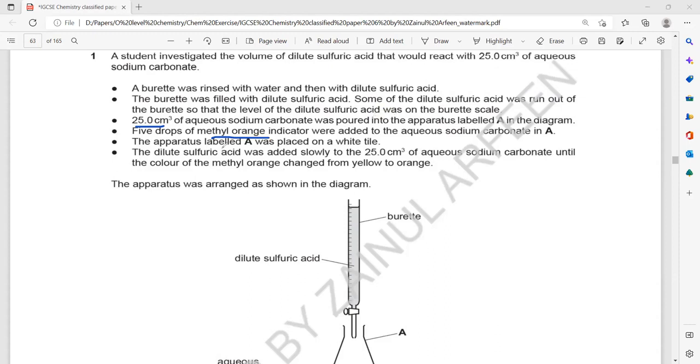The apparatus labelled A was placed on a white tile. What is the reason to have a white tile or a white background? So we can see the background easily. We can observe the colour change easily.